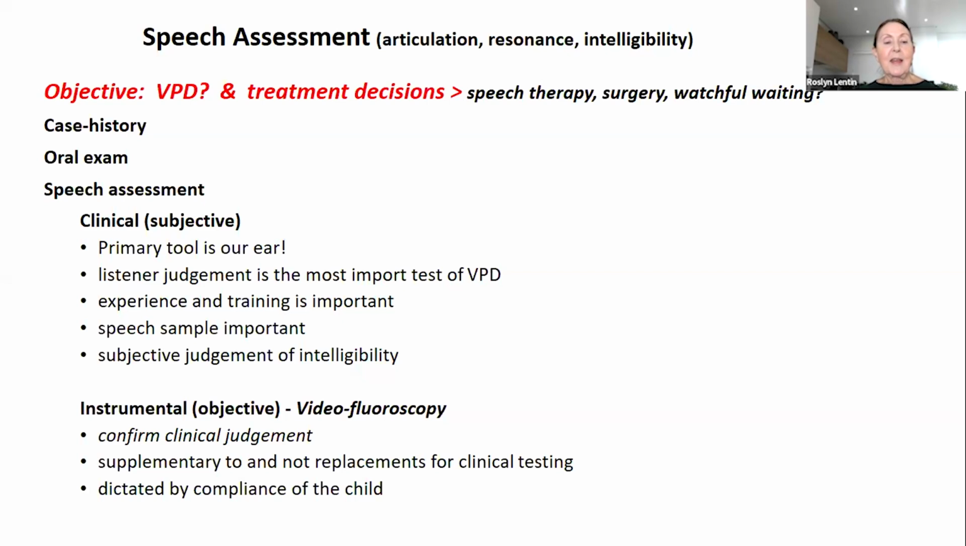There are instrumental assessments that are available. We do lateral X-ray, video fluoroscopy, the movement of the soft palate, but it's simply there to confirm clinical judgment. If you have a trained speech therapist, we do not do this routinely. And of course, it is dictated by the compliance of the child. And here I'll just show you, this is a normal palate. This is what lateral video fluoroscopy is. You can see the wonderful velar stretch of a normal palate with a nice right angle knuckle contacting the posterior pharyngeal wall.